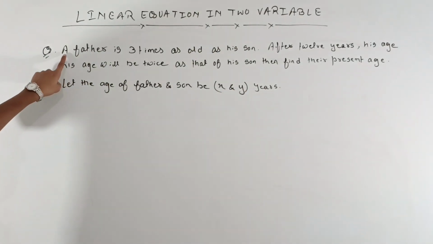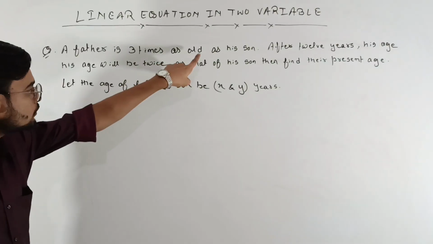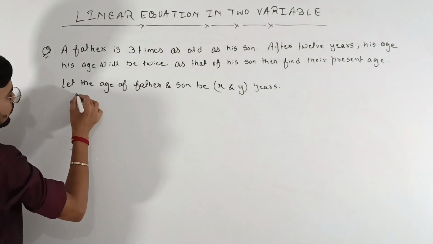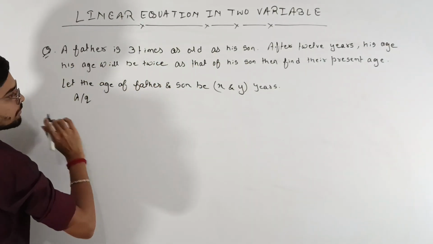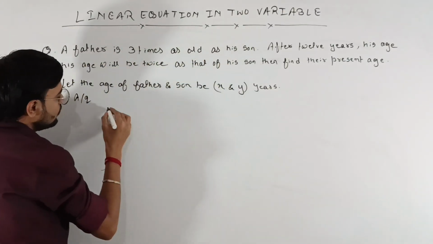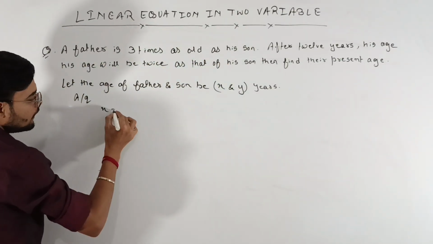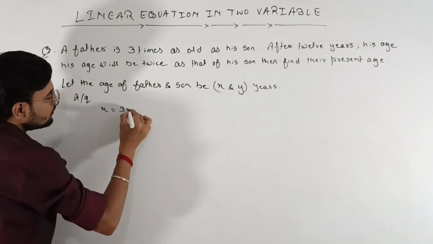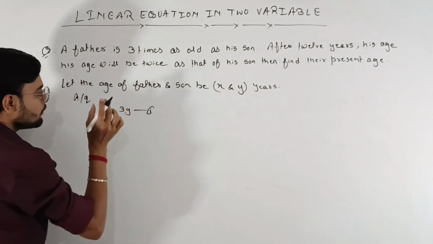Now according to the question, a father is 3 times as old as his son. So according to the question, father is 3 times, which means x is 3 times y. So this is the age of father. X is equal to 3y. This is our equation first.